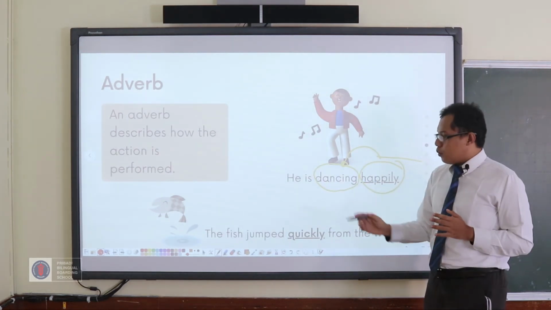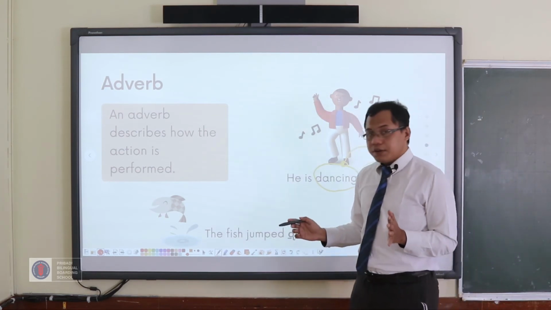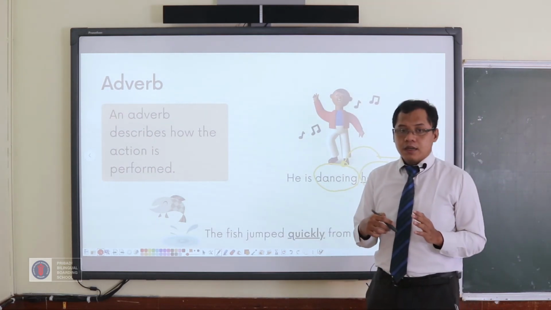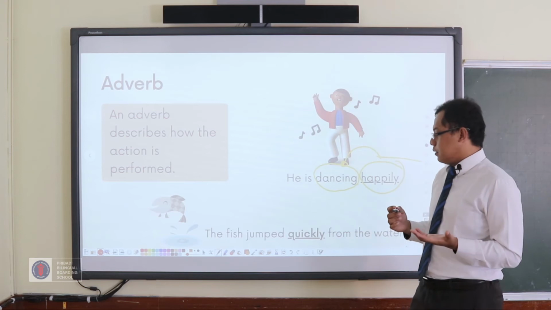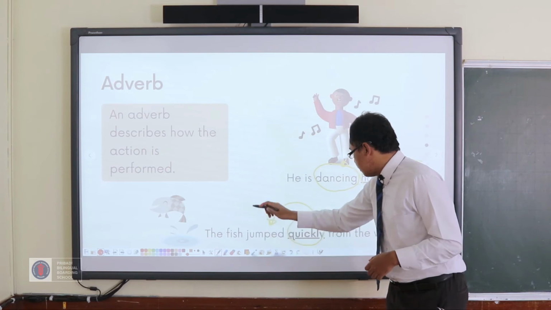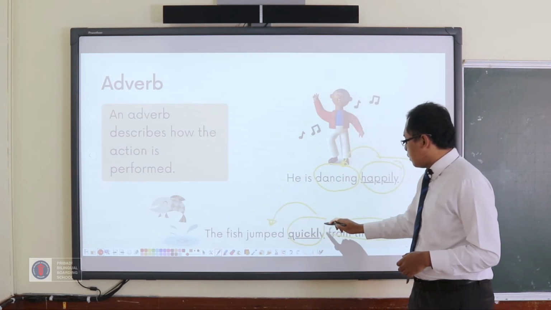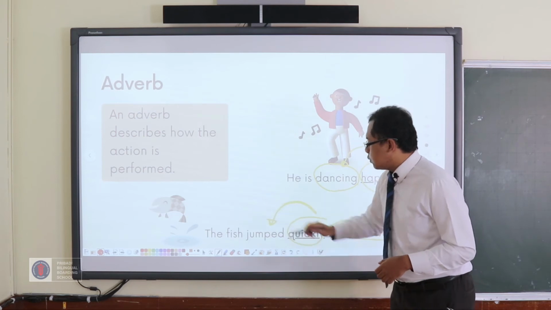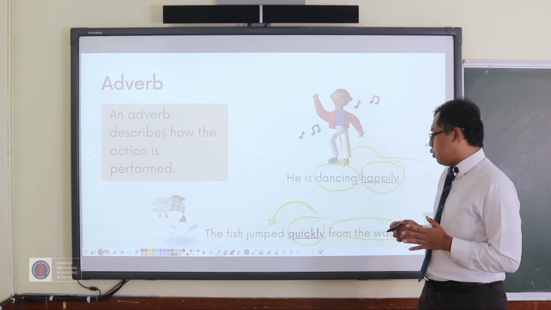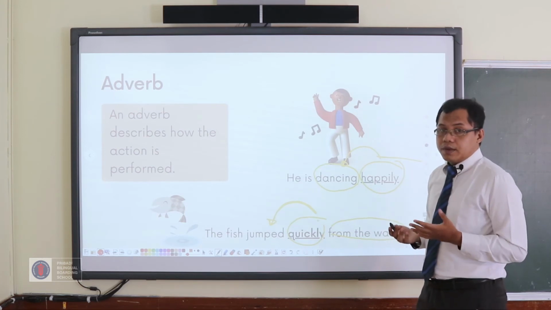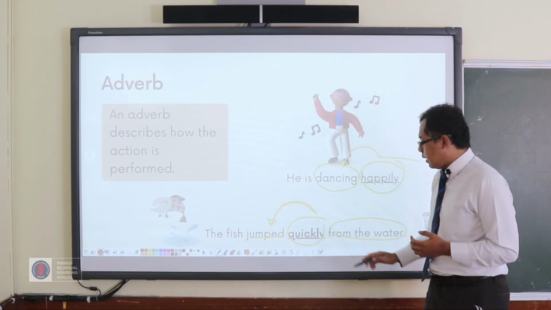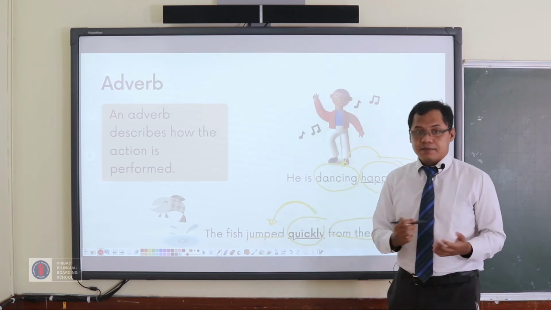And then the other one, there is a fish, yeah? And the fish jumped from the water. How did it jump? Great! So the fish jumped quickly from the water, yeah? So the word quickly here describes how the action is performed or how the verb is, yeah? So jump is the verb of the sentence, and the word quickly here describes how it is done. Okay?